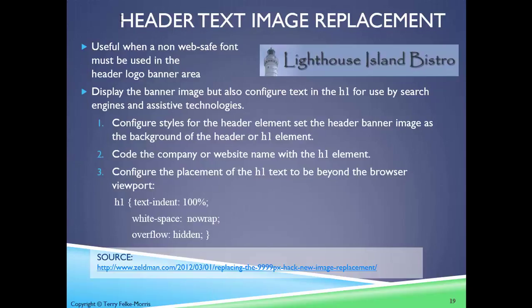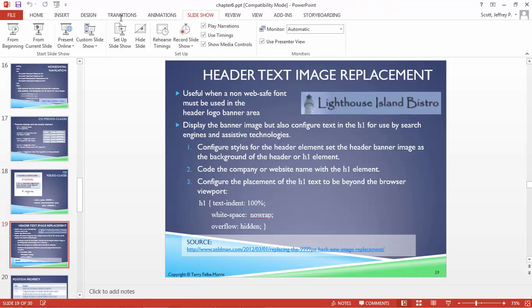So it says here, display the banner image, but also configure text in the H1 for use by search engines and assistive technology. Code the company or website name with an H1 element and configure it to be beyond the browser viewport. All right, what does all that mean? It's an H1 tag. All right, the text indent is set for 100%. Let's see exactly what that means.